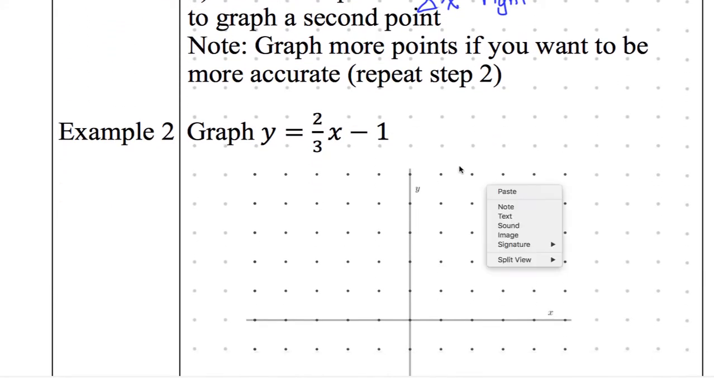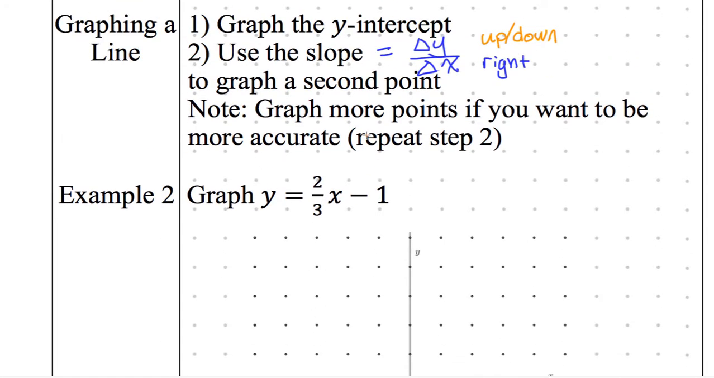All right, so here we go. I have this equation. Y equals negative 2/3 x minus 1, and I want to graph it. All right, you guys are telling me how to do this. You're going to follow these steps. I need someone to do step 1 for me.